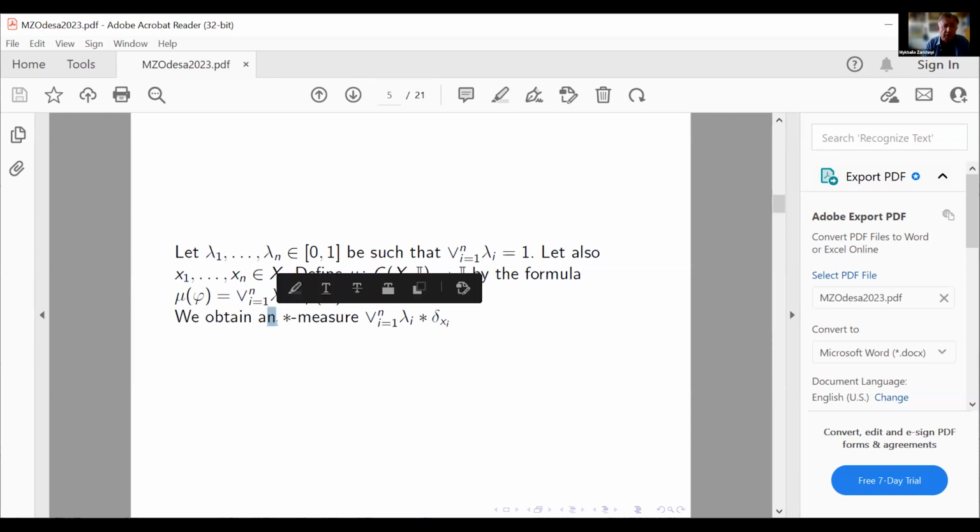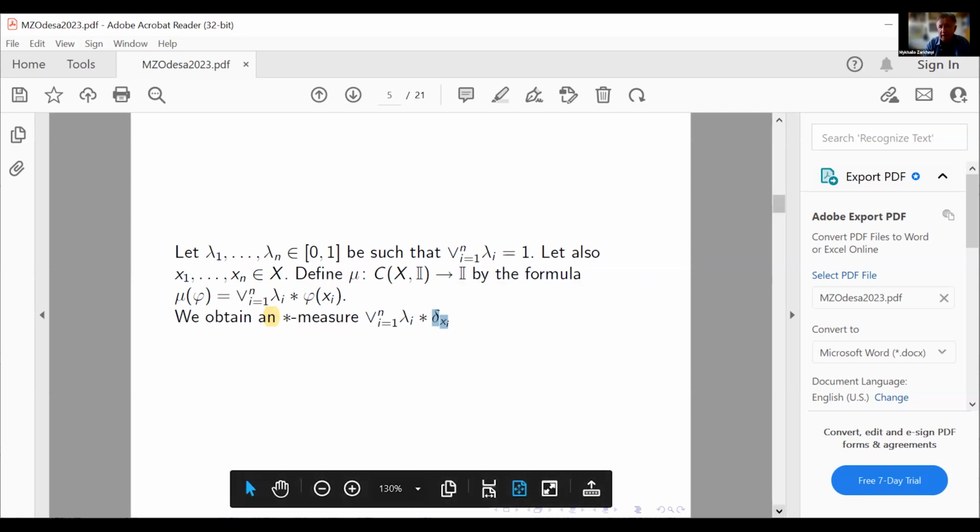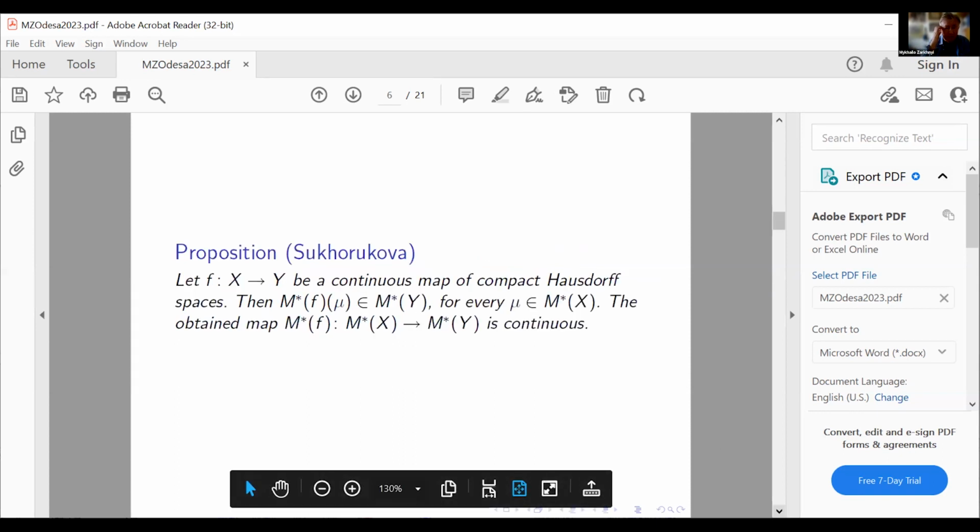We used the name asterisk, but star is better. So a star measure, which is the maximum of lambda i star, the Dirac measures concentrated at x sub i. So a combination of Dirac measures, a star combination of Dirac measures.